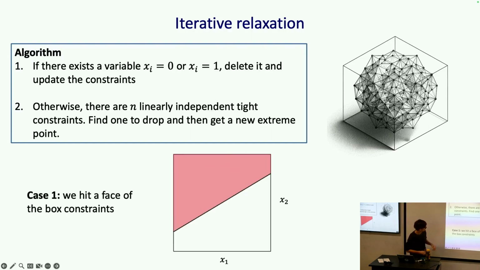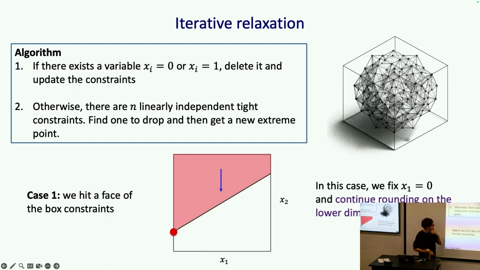OK, so let's imagine that happening. Case 1: we hit a face of these box constraints, asking for the variables to be between 0 and 1. Then I'm going to fix this variable to be, in this case, 0 for the rest of the algorithm. And I'll continue rounding on this lower dimensional space. So now I've reduced the dimension from 2 to 1.